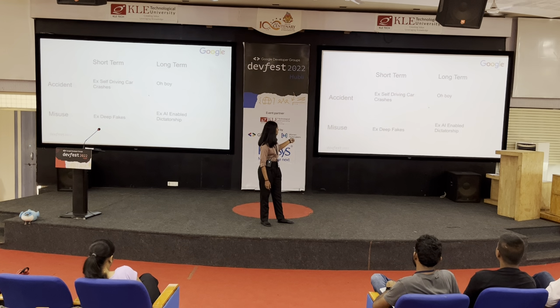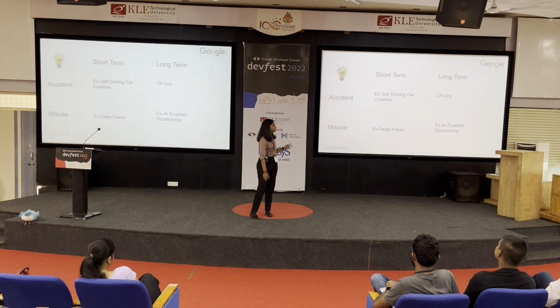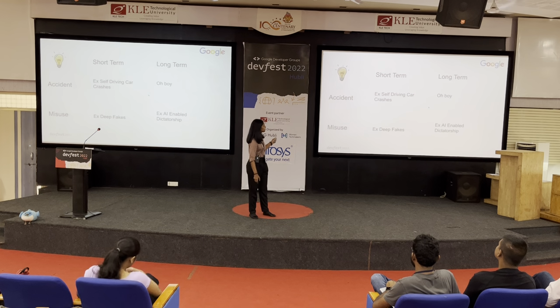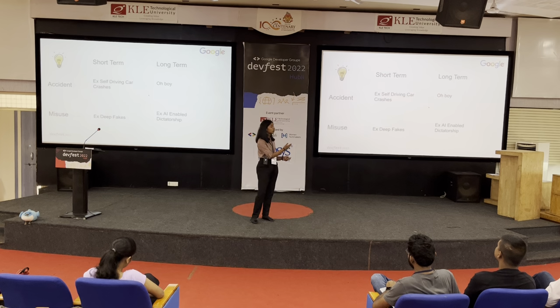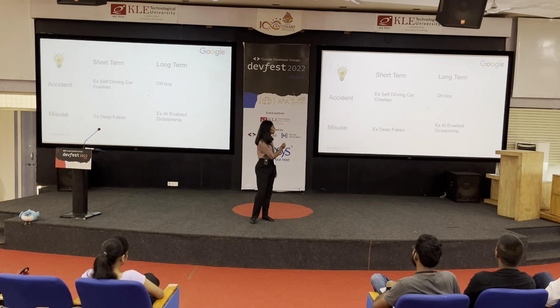And then we have our long-term misuse, which is AI-enabled dictatorship, so basically Terminator. So I hope you got how these examples are given. Okay, time for a question. Seeing these kinds of examples, can any one of you, or maybe more, give me an example of AI that might fall in any one of these categories? Just tell me which category it falls into.